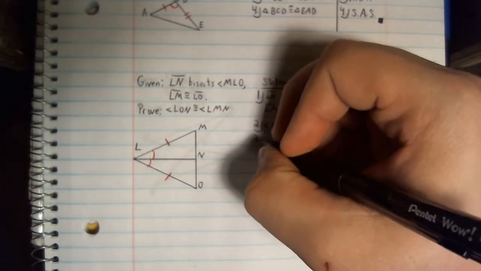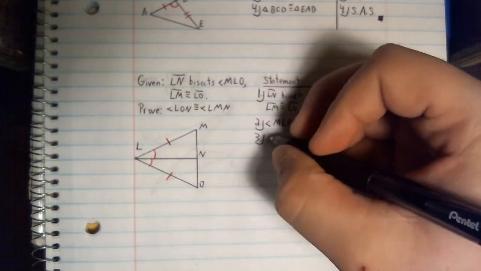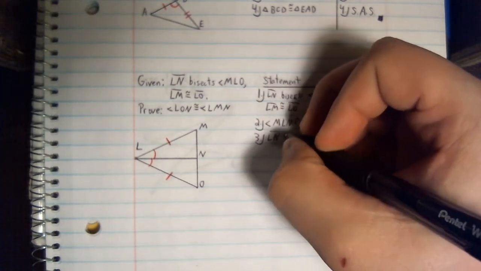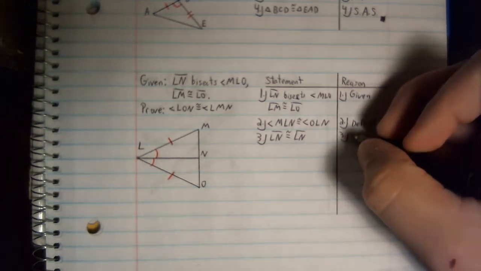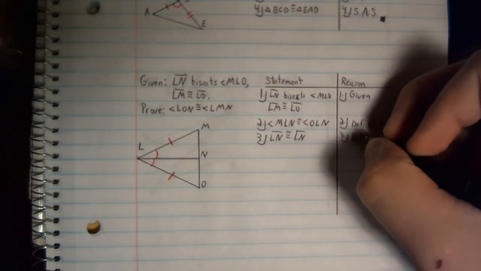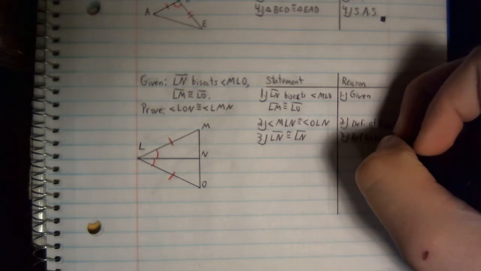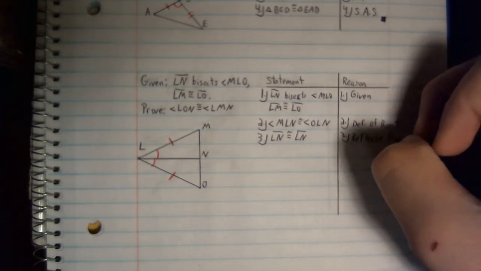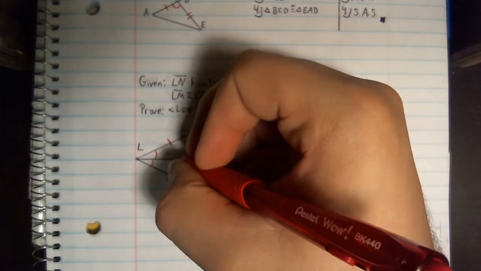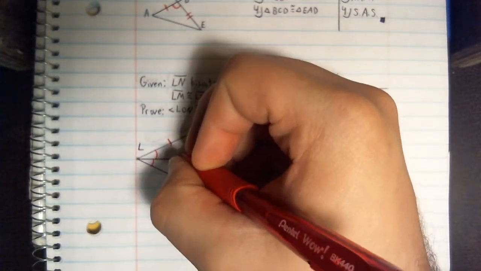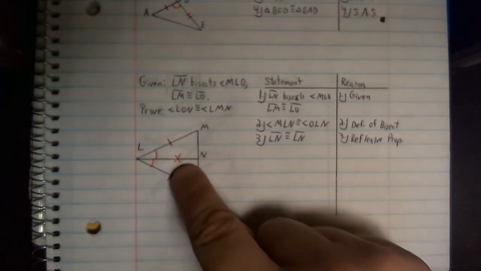That's actually a lot easier to do. I know that anything is congruent to itself through the reflexive property. So I'm going to state that LN is congruent to LN, and that's reflexive property. And how we mark that is we're going to mark it with an X, showing that it's congruent to itself.